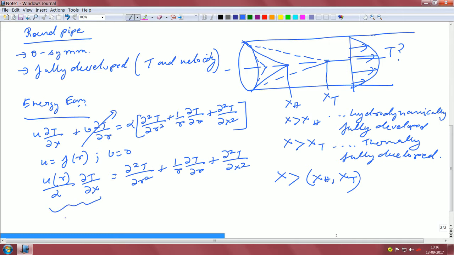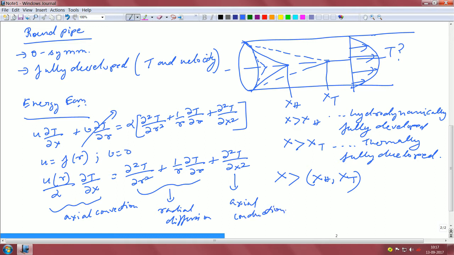This is what we call the axial convection, right. This is what we can call radial diffusion or conduction, and this one is called axial conduction. So, there are the different modes, right. You have the axial convection, then you have the radial diffusion, and then you have the axial conduction.